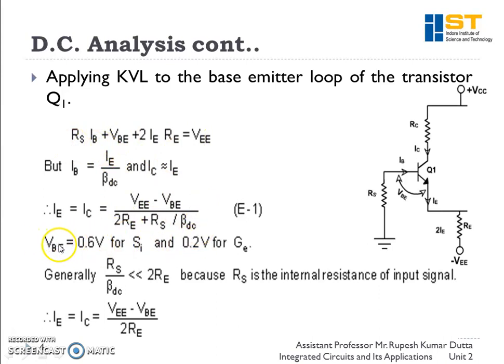Now, as we know that VBE is almost 0.6 volt for silicon and 0.2 volt for germanium. So generally RS is very small because RS is the source resistance. So RS upon beta DC will become very small as compared to twice RE. So we can approximate this equation as IE equals to IC equals to VEE minus VBE upon twice RE. So this is the first operating point, that is ICQ of this differential amplifier.